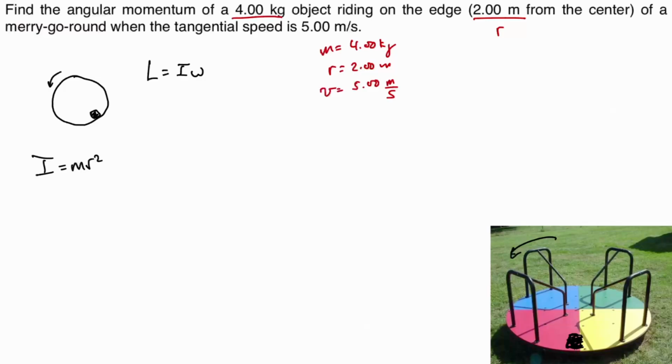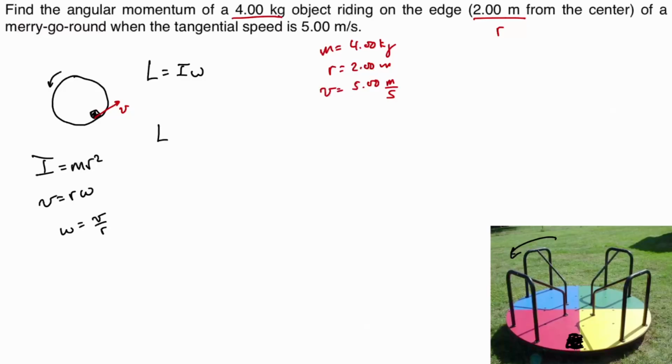Omega is radians per second, but v is meters per second. So basically what they're saying is this thing is moving tangentially right there at 5 meters per second. So how am I going to get to omega if all I know is v? Google Translate. Right? We can go from tangential v's to rotational omegas through our Google Translate here. So let's see. That means omega is going to be equal to v divided by r, right?